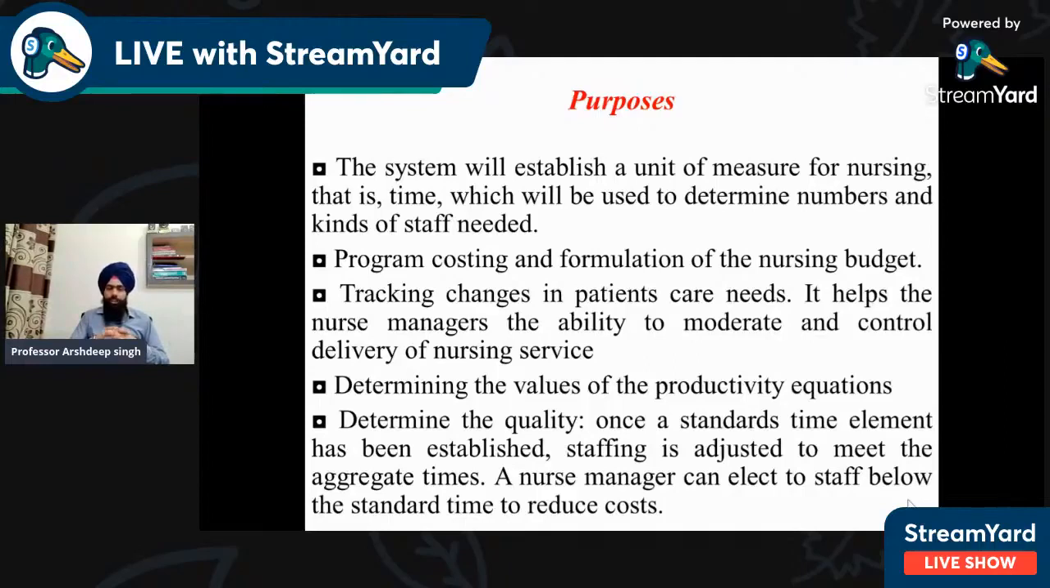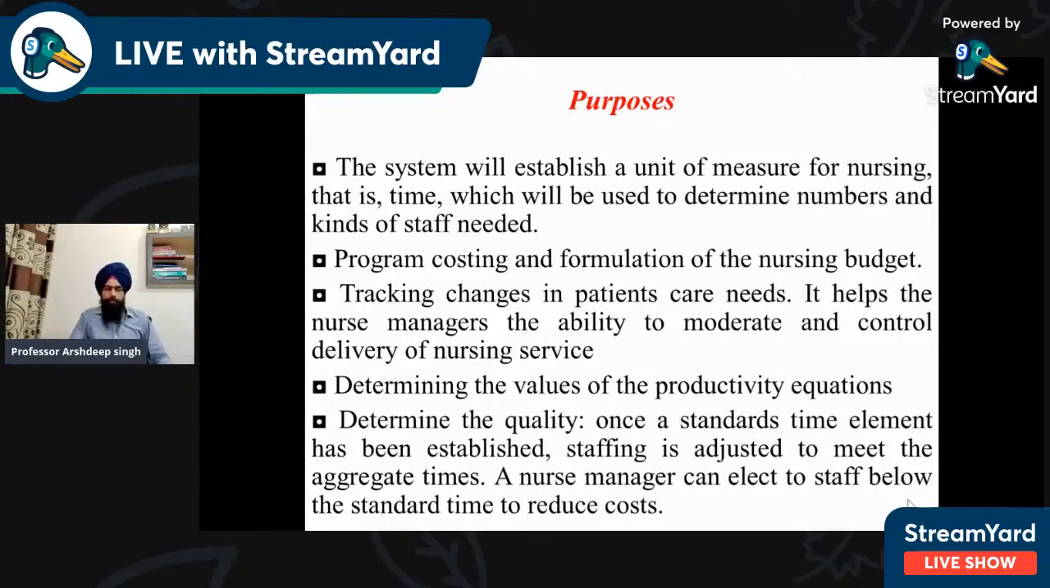Third is tracking changes in patient care needs. It helps the nurse managers monitor and control delivery of nursing service. So it is a very good system, and its purpose is to save the time and effort and to provide effective services. Because if we are assigning a specific professional, worker or nurse to a specific patient, to manage things in an effective way, we will be able to provide the nursing services in an effective manner.